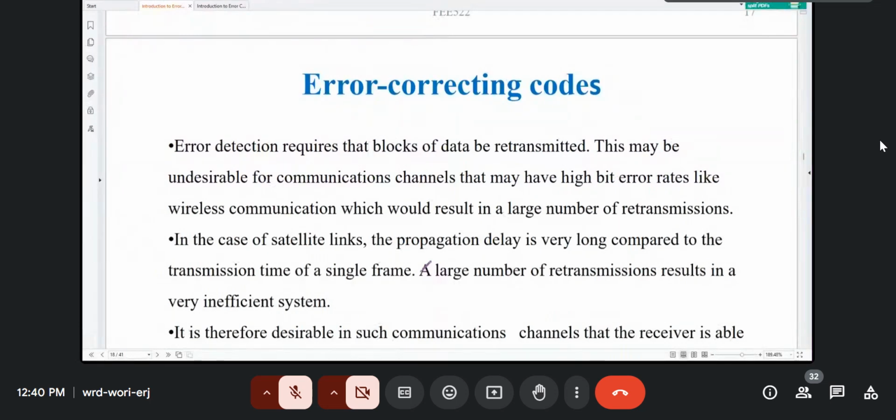Because what happens is if you have a lot of errors, or where the bit error rate is very high, or you expect the probability of error is very high, or what you call bit error rate probability, then you don't use error detection, because there will be a lot of retransmissions, and eventually you're not going to get anything through.